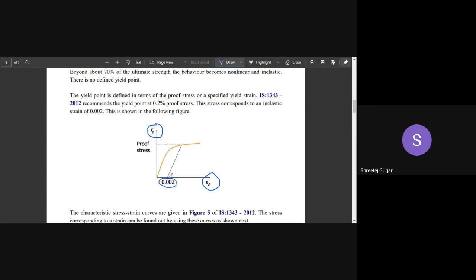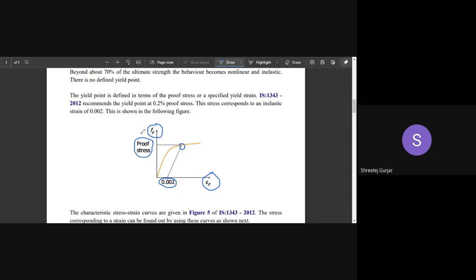At this particular value of strain, you draw a straight line, and this straight line cuts the curve at this point. You can see it cuts the curve at this point, and the corresponding stress value is nothing but your proof stress. That is your proof stress, or what is your yield stress. Okay, proof stress is nothing but your yield stress. So at a 0.2% value of your strain, we draw a line which is parallel to your initial straight line of your curve, and the corresponding stress value is your proof stress value.